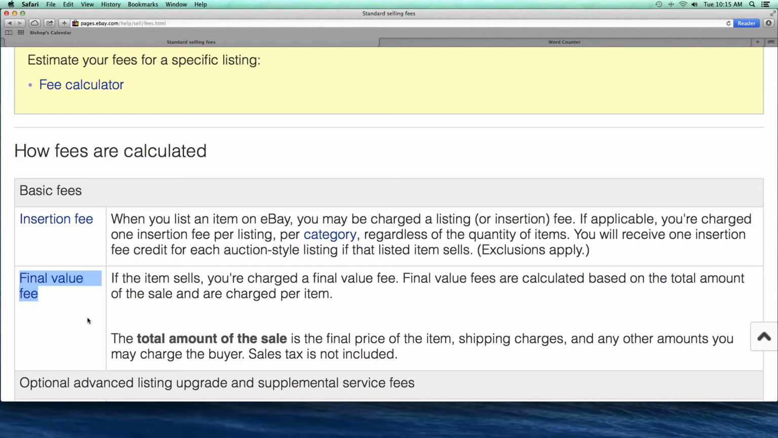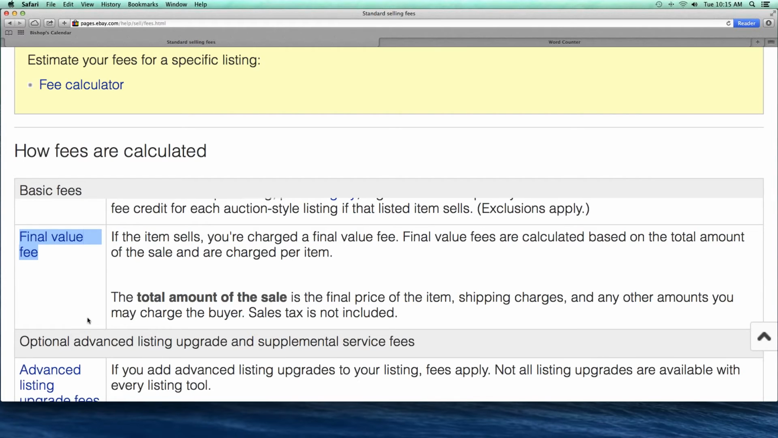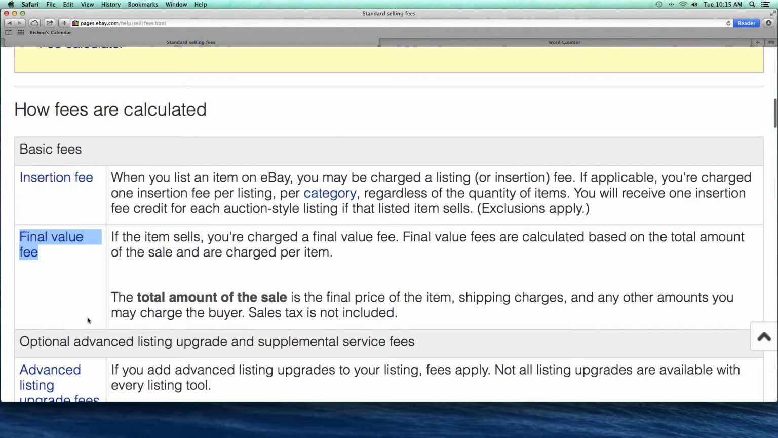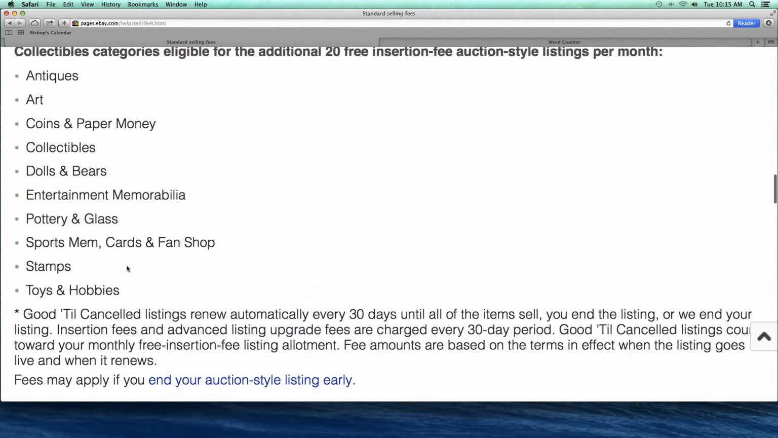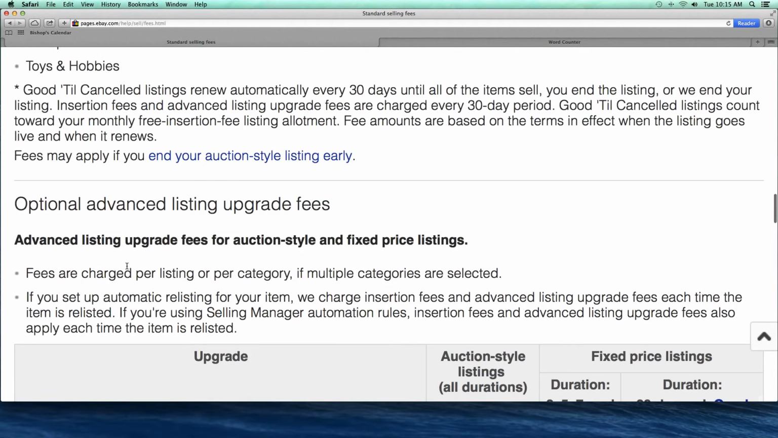If you're just starting out or you're just looking to sell a few things from around the house, don't get an eBay store. Just know you've got 20 free listings a month. And then every single listing you sell, you're subject to a 10% eBay fee. Okay? Now, look at this page.